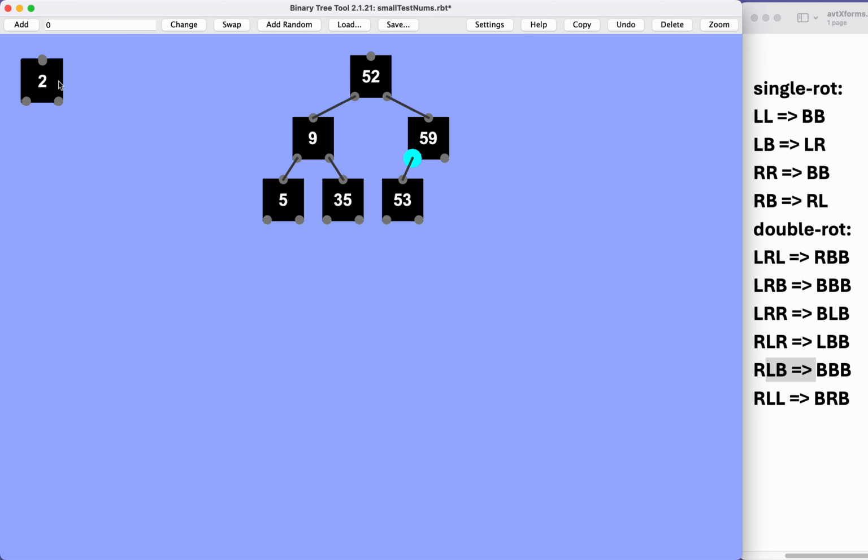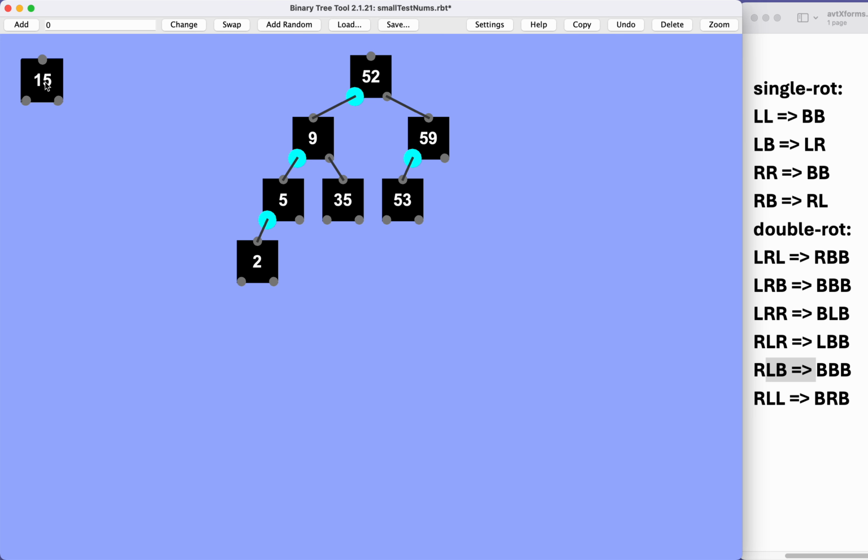Now let's try inserting a 2. A 2 ends up coming down with comparisons, and it becomes the left child of the 5. But the 5 sees its left child has grown. The 9 now sees its left child has grown, and the 52 sees that its left child has grown. And so this is the resulting AVL tree.